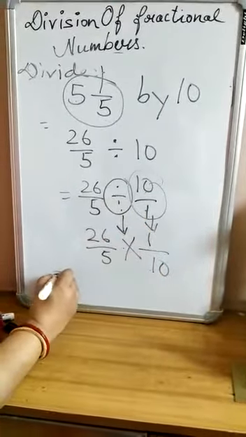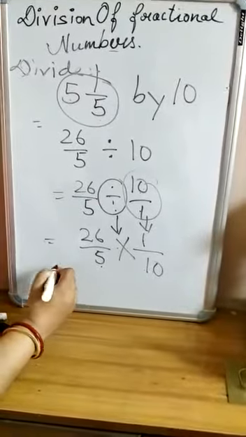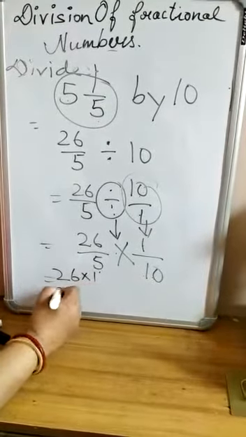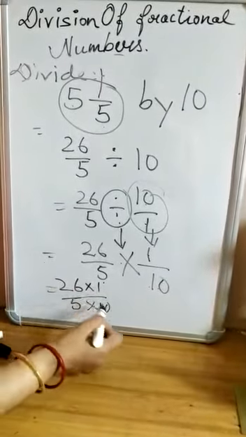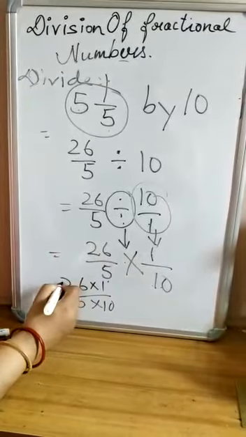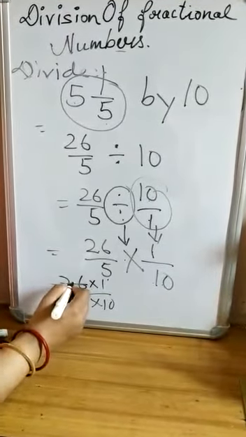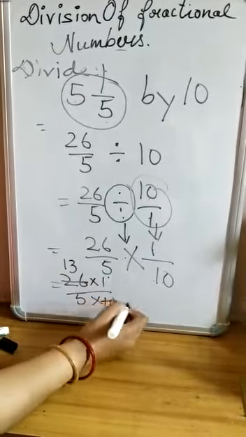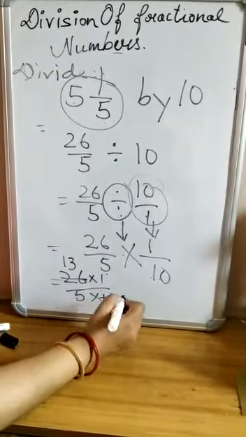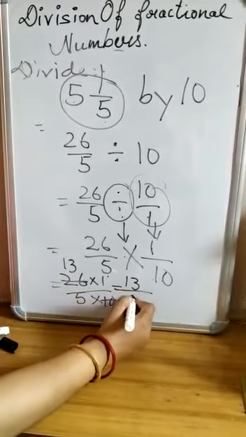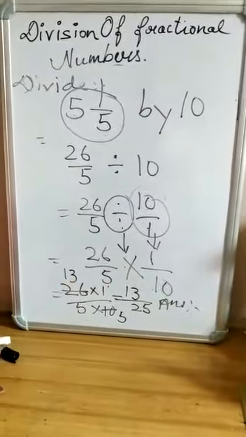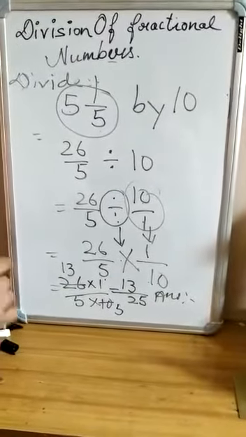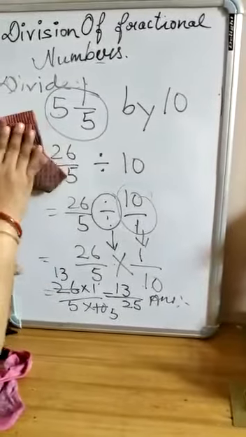Now here children, numerator is multiplied with numerator and denominator is multiplied with denominator. So 26 into 1 by 5 into 10. Here all of you see that 26 and 10 have the common factor 2. So I will reduce it, dividing by 2. 26 divided by 2 is 13 and 10 divided by 2 is 5. Now it is 13 by 25. This is the answer. Correct children? So in this way you will do the division of a fractional number by a whole number.